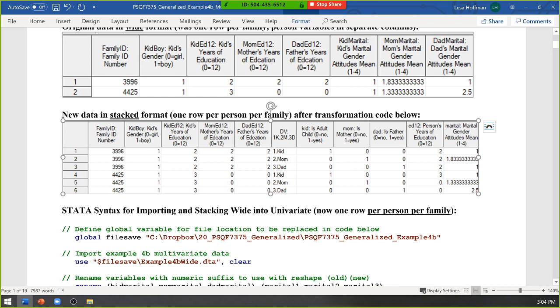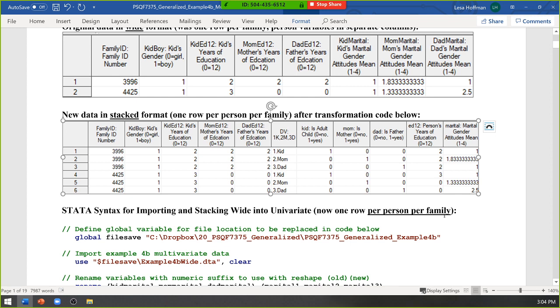I have the education of each person as a separate column. That is a family level variable. So it is like the child's education is pasted throughout not only their rows, but the rows of their parents as well. And I also stacked it so that it is their own education. So the kid's education is what goes in here in predicting their attitudes, the mom's predicts hers, and the dad's predicts dad's.